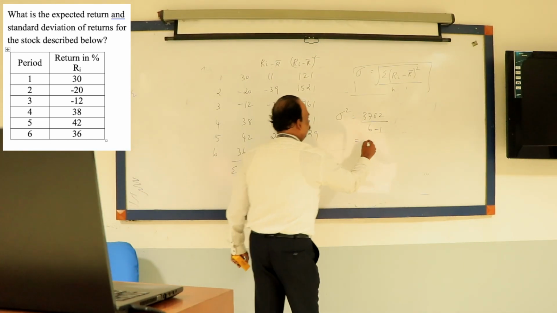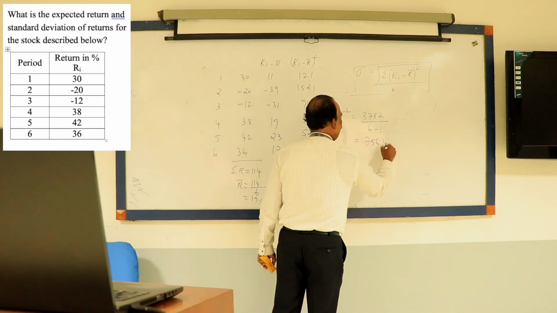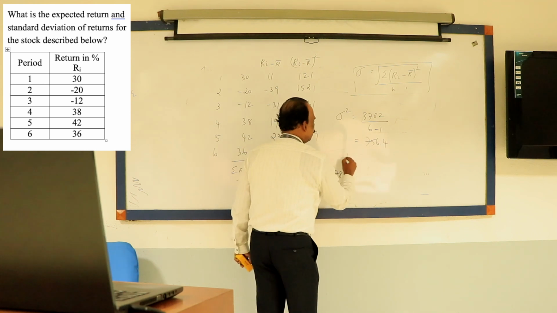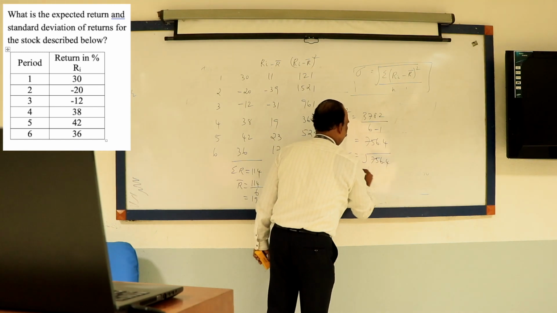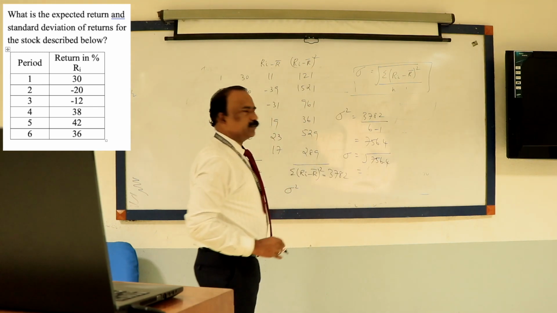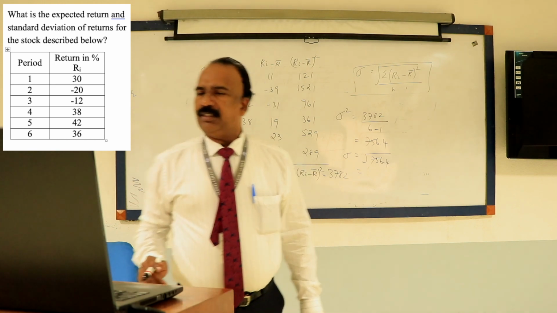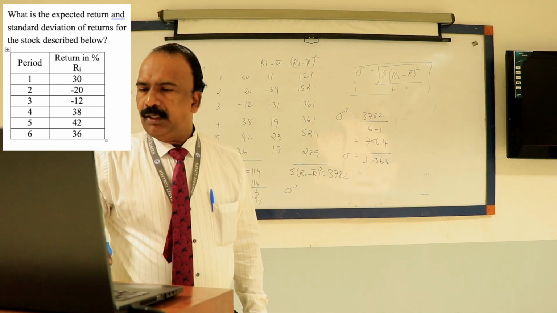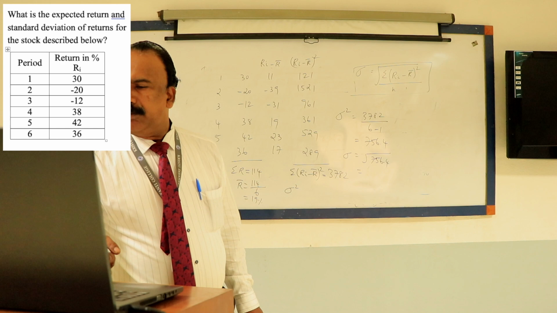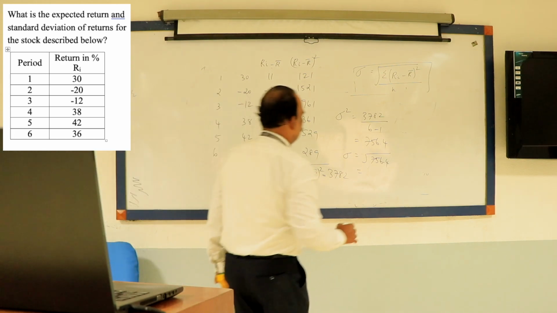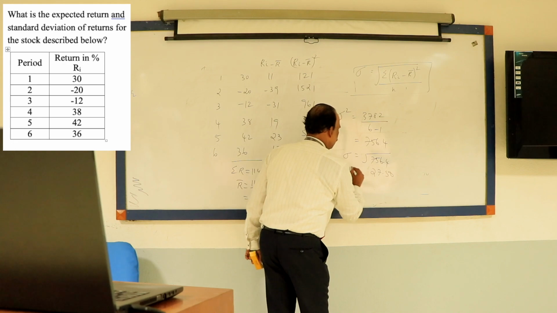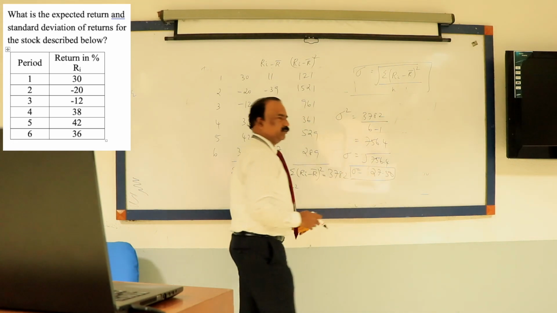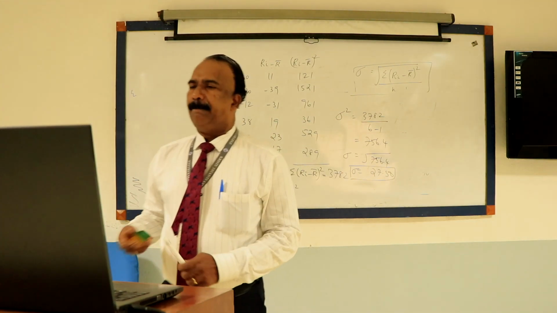756.4. So standard deviation is equal to root of 756.4. So that will give you standard deviation. How much? 27.50. Standard deviation is 27.50. Okay.